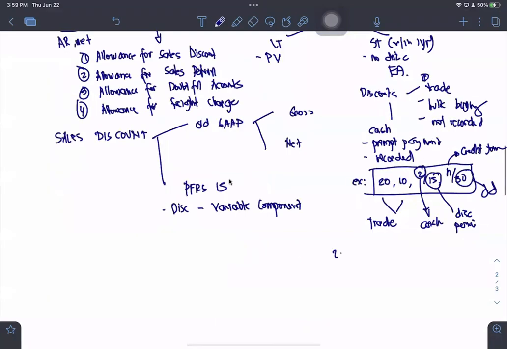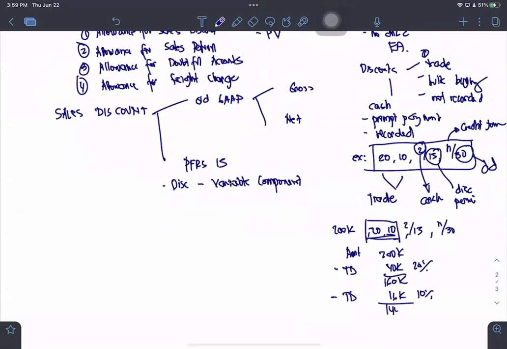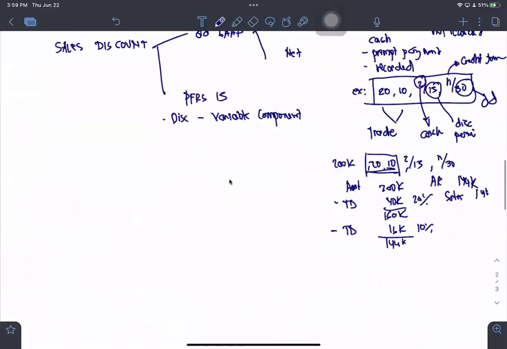So let's say, for example, you have here 200,000, 20, 10, 2/15, n/30. At the initial recognition, you need to remove the trade discount first. If that is 200,000, you deduct first the 20%. That's 40K, so you still have 160,000. You deduct the next trade discount, 10%, that is 16,000, so you have 144,000. You will record AR debit, sales credit, 144,000. That is how you initially recognize it.